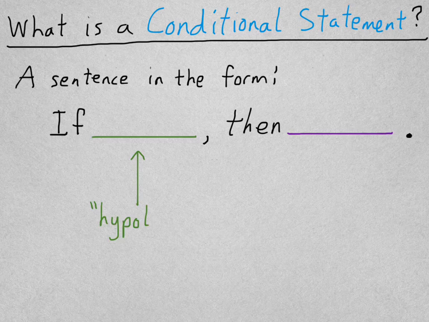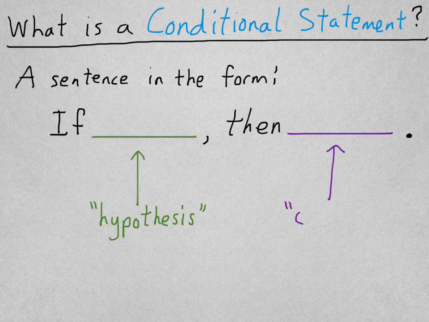The part after the word if is called the hypothesis. You've probably heard that word in science before, like, if I water the plant more, it will grow more. That's probably your whole hypothesis in a science experiment. When we're talking about it in math, the hypothesis is just this part after the word if.